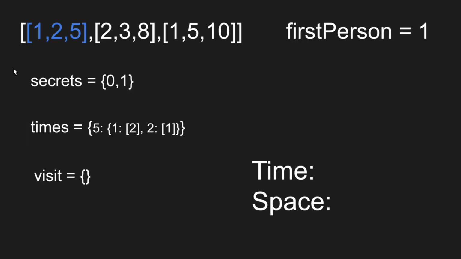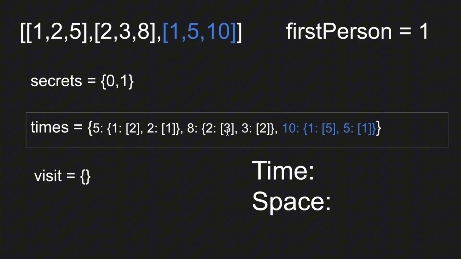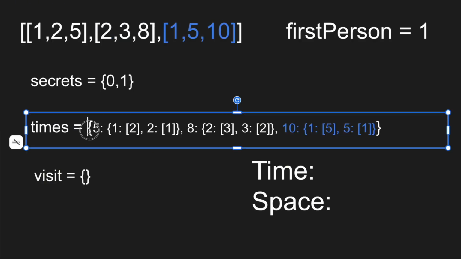Now at time 8, 2 meets with 3, 3 meets with 2, and now at time 10, 1 meets with 5, and 5 meets with 1. And now we will do a depth first search on each time, and we need to make sure the time is in sorted order. So luckily it was sorted this time, but if it's not, we will have to sort it according to the times.